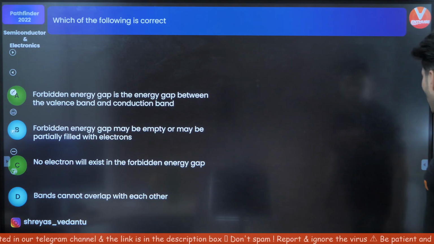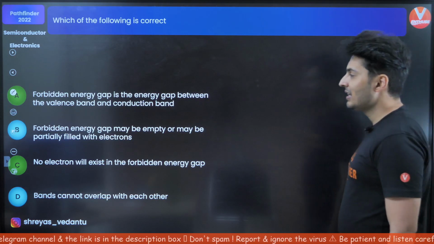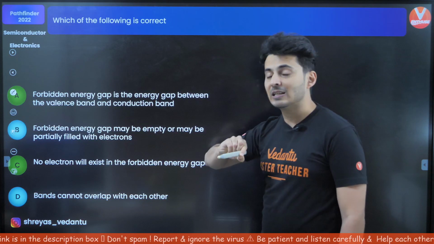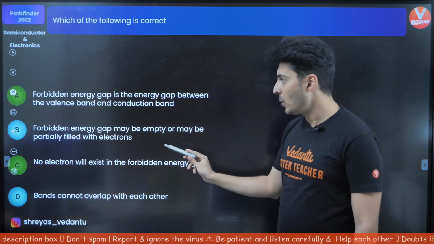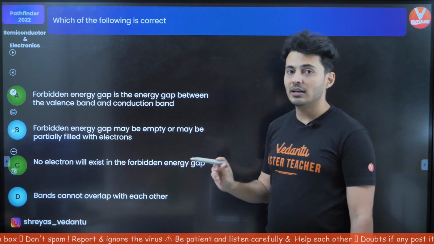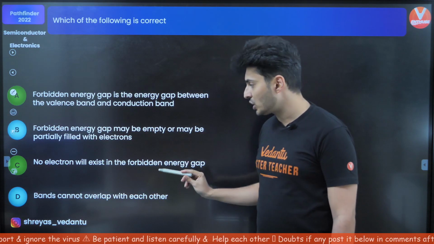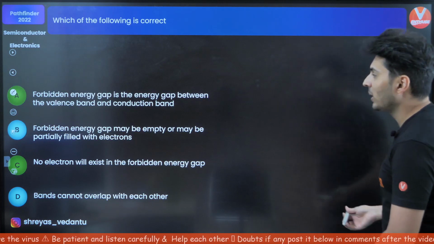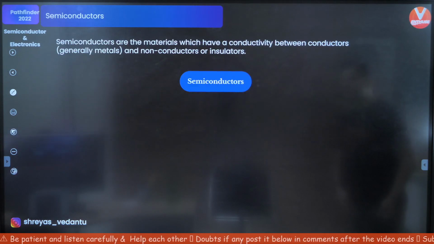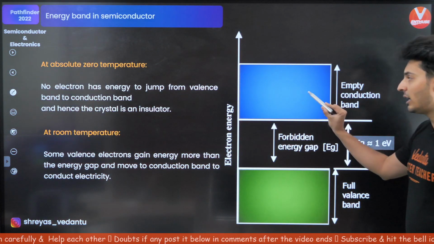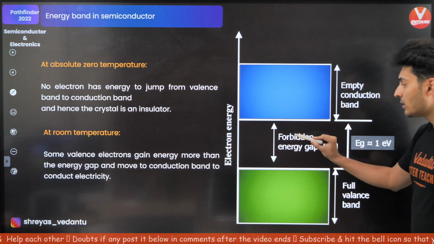Option A and option C obviously will be correct. Reason being, forbidden energy gap is the energy gap between the valence band and the conduction band. Yes, that's true. There can be electrons in it. No electron will exist in the forbidden gap. That's true. And bands can overlap with each other. I just showed this to you right over here. This is your forbidden gap. Either the electron can be over here or here, not here.